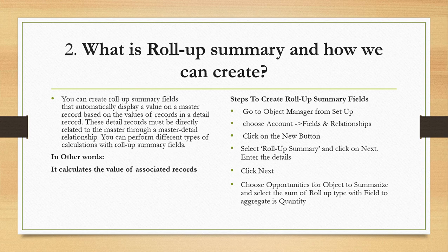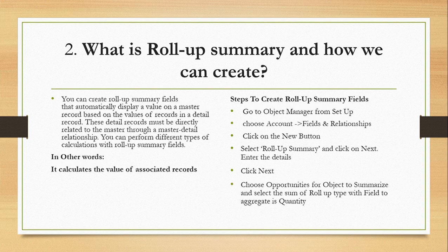Suppose your child object contains five records. The master record will then calculate over all the values in those child records, like the sum, min, max, or count, whatever the problem statement requires. So what are the steps to create roll-up summary fields?